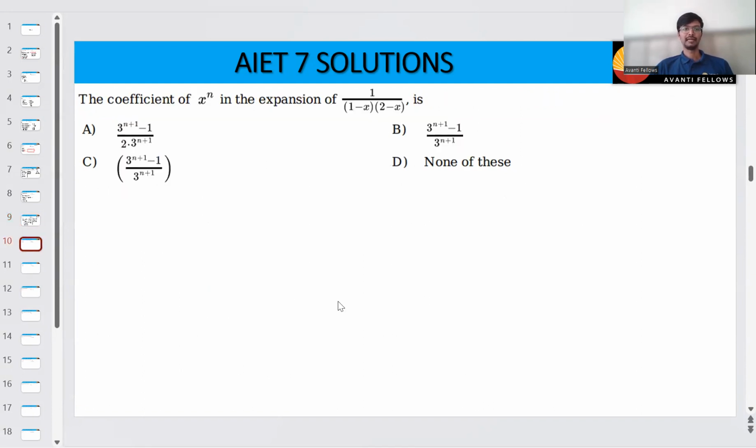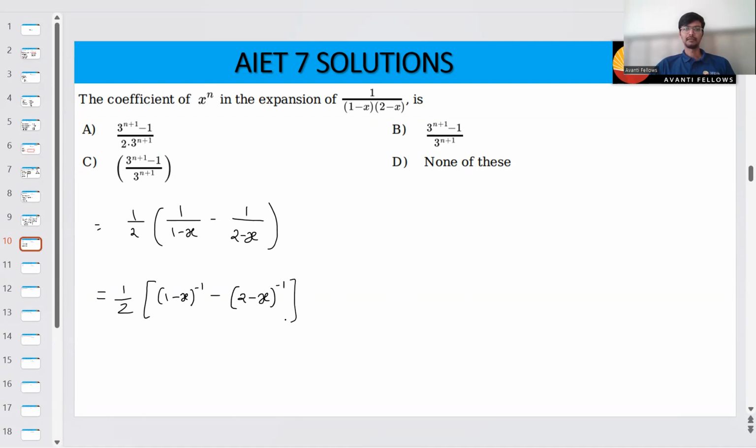The coefficient of x to the power n in the expansion of this. By using partial fractions, we can write this as 1 upon 2 into 1 upon 1 minus x minus 1 upon 2 minus x. Which we can write as 1 by 2 into (1 minus x) to the power minus 1 minus (2 minus x) to the power minus 1. Now this is binomial expansion for any index. Is it 2 minus x or 3 minus x?